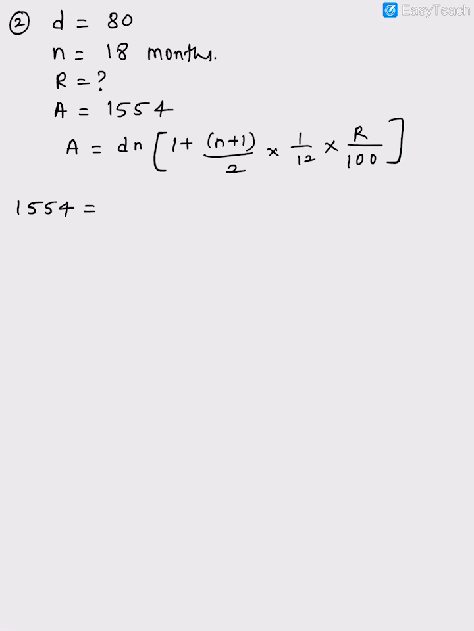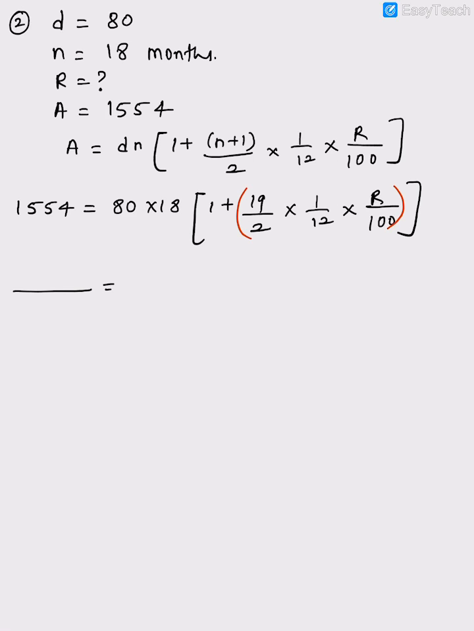So again, amount is 1554, which is equal to D into N in brackets 1 plus (N plus 1) by 2 into 1 by 12 into R upon 100. Again, as I told you, we first multiply all of this. You can see we have nothing to simplify out here. So I'm writing this as 1554. Take 80 here and 18 out here, is equal to 1 plus 19R upon 2400.